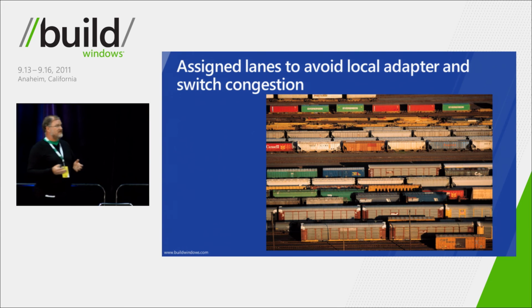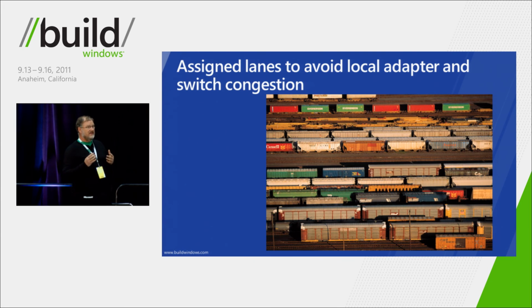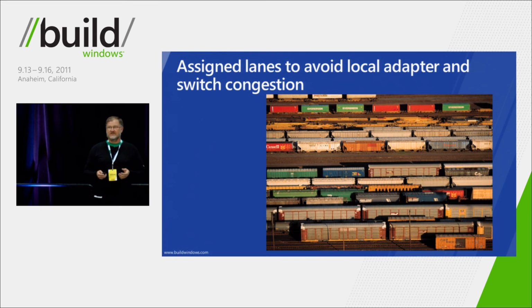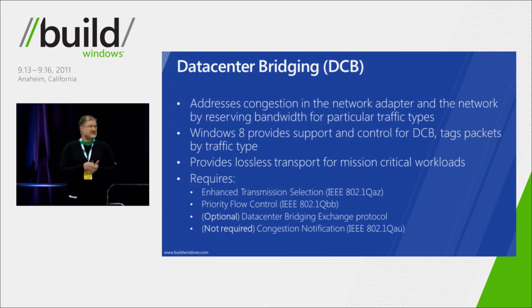One way to deal with congestion and make sure that you don't block important flows with other flows is to assign virtual lanes to each flow, virtual amounts of bandwidth, to do bandwidth reservation by type of traffic. We call that data center bridging. It's a standard technology.